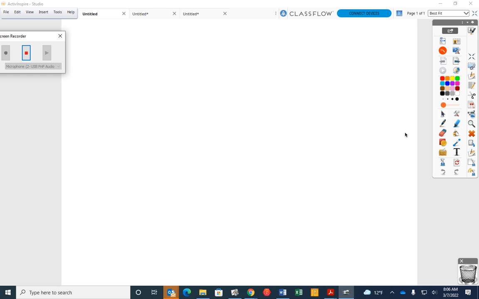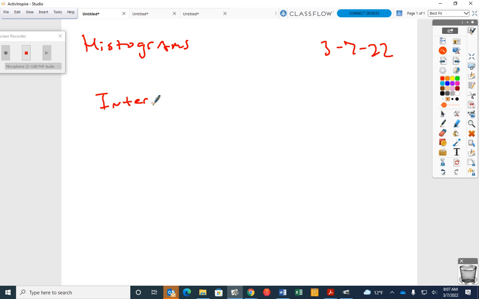Okay, so here we go. Do I need to read that again? Are we good? Okay, histogram. And again, this is numerical data that has been organized into intervals. Hey, Lacey, will you fix the date up there for me, please? Do you mind? Okay, does anybody know what an interval is?